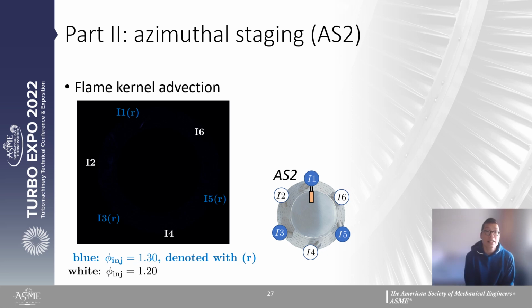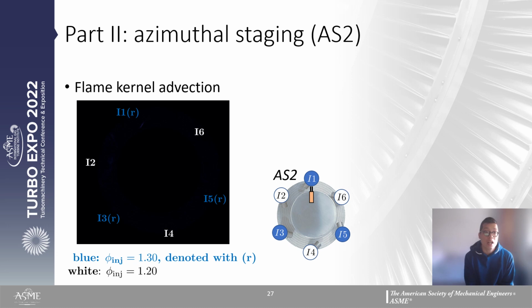Aside from the piloting effects, we also observed that in a staged configuration, the flame kernel may travel along the chamber via propagation and advection to ignite injectors that are located further from the igniter first. This has also been observed in unstaged cases and in the AS1 staged case. But in the AS2 configuration, the occurrence is much more frequent, and this video illustrates that.